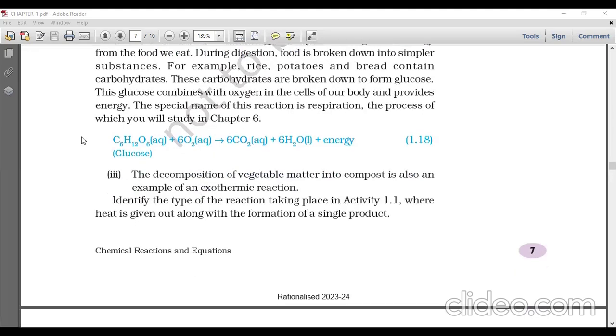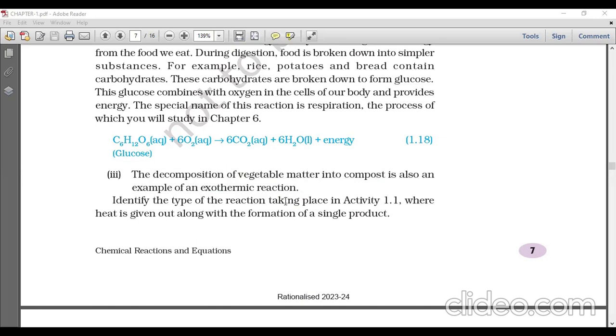Next, another example: decomposition of vegetable matter into compost. It is also an example of an exothermic reaction. Yes, while preparing food, the kitchen waste that is thrown into the dustbin, or if you are making compost with it, the decomposition also gives heat energy outside. It is also an example of an exothermic reaction. So these are the examples that you should remember.